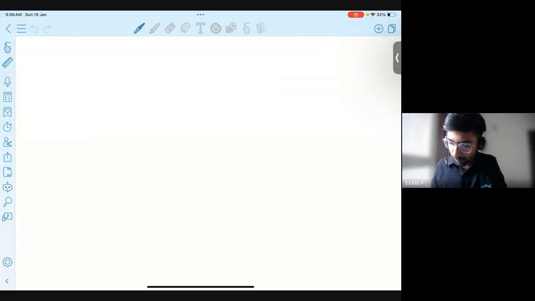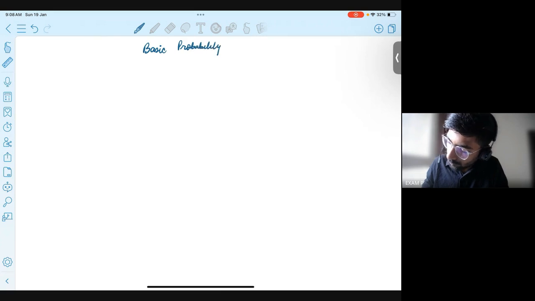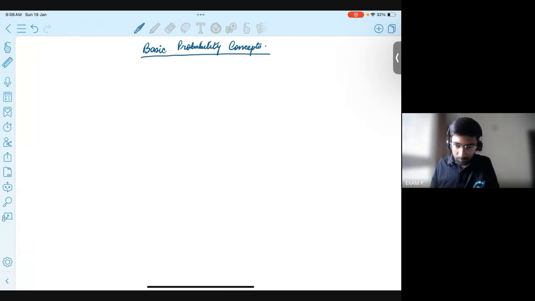Okay, so starting with the first chapter, basic probability concepts. So first concept, what is a sample point and what is a sample space?